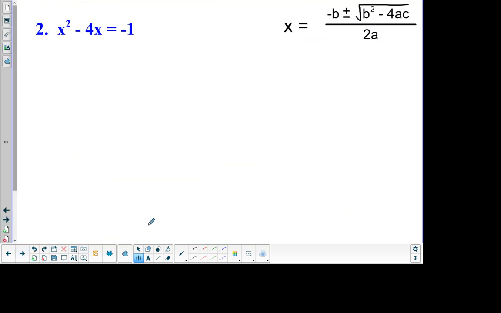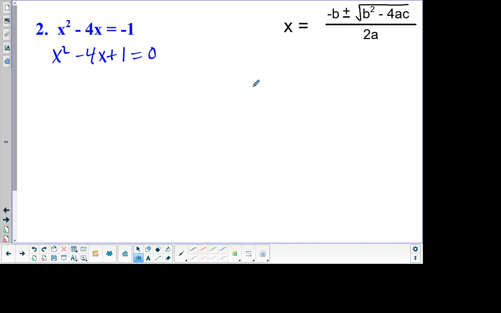And then on the second one, I look at the equation. What do I notice about it? This is not in standard form. Good. So what do we do to put it in standard form? We add 1 to the front, and that'll make it equal to 0. So you first want to rewrite it and make it x squared minus 4x plus 1. Now you can look at this and know your a, b, and c values.